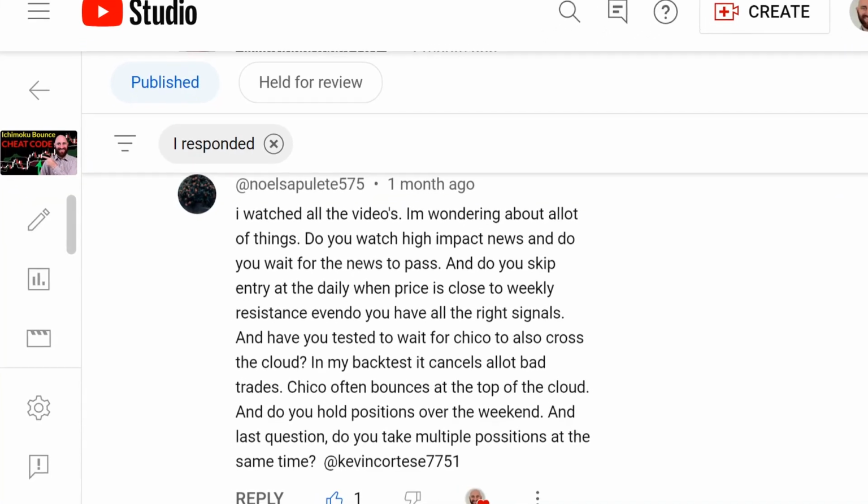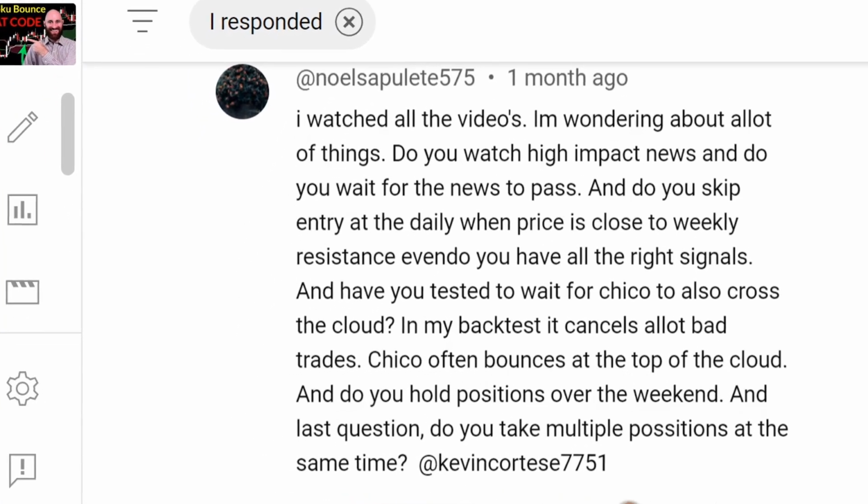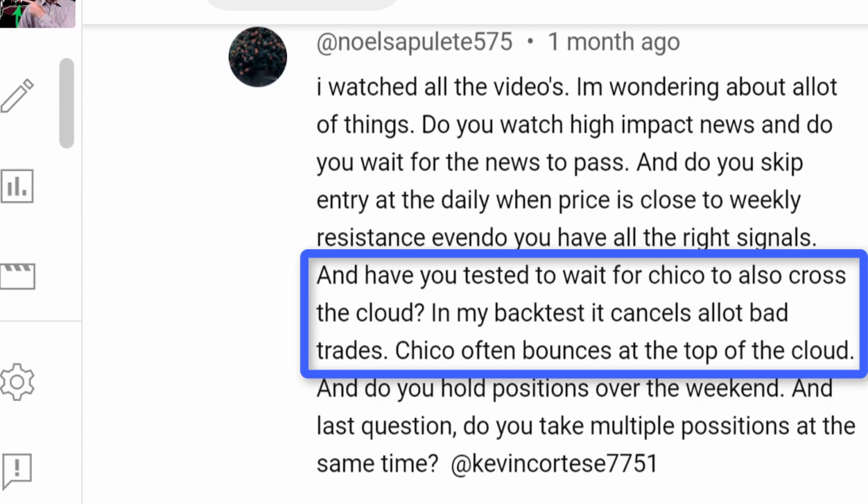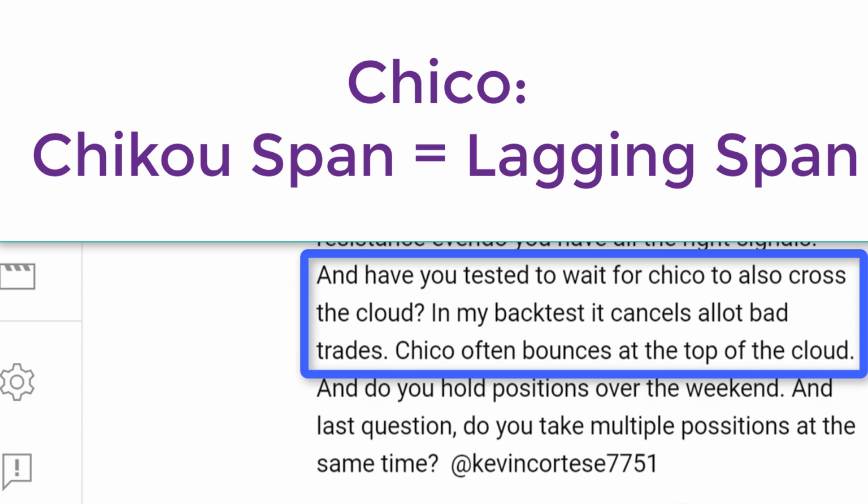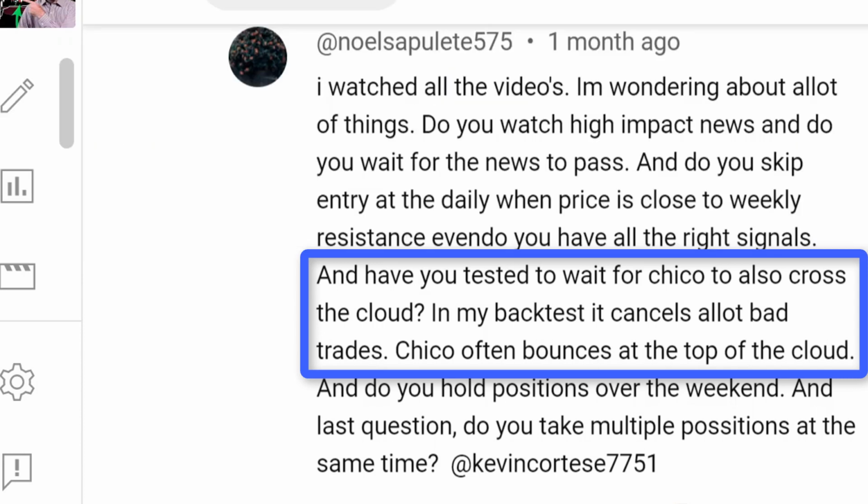One of the comments to that video had another idea on how to sort these signals. It says, have you tested wait for Chikou? So Chikou is the Chikou Span, which is the same as a lagging span. Have you waited for Chikou to cross across the cloud? In my backtest, it cancels a lot of the bad trades. Chikou often bounces at the top of the cloud.